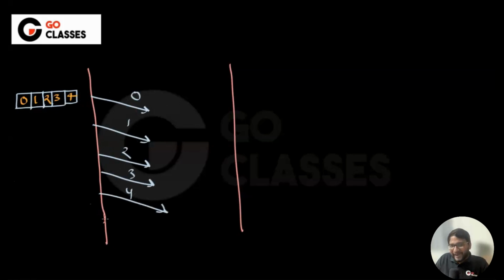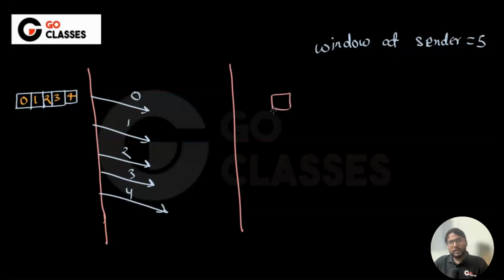Now, I am saying that you can send multiple packets at once. Just try to understand here. You can send 0, you can send 1, you can send 2, you can send 3, you can send 4. And you don't need to get any acknowledgement to send this window. Let's suppose I'm assuming that the window size is 5. Cool. The receiver is here, which is waiting for just 1 packet, and the receiver is first waiting for 0.